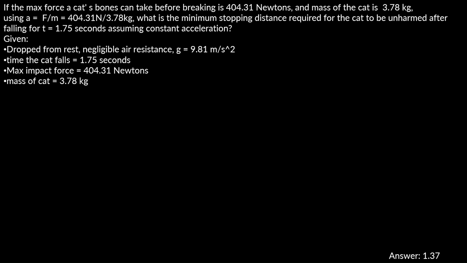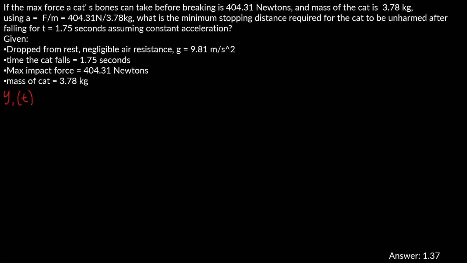If the max force a cat's bones can take before breaking is 404.31 newtons and the mass of the cat is 3.78 kilograms, using a equals F over m, what is the minimum stopping distance required for the cat to be unharmed after falling for 1.75 seconds, assuming constant acceleration?